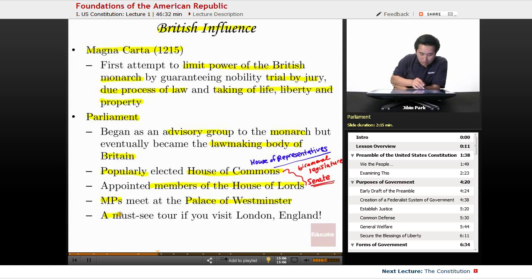And again, to me, it's a must-see tour if you visit London, England. I had the opportunity to recently visit London, England, and they give you a really extensive tour. If you want a deeper understanding of American government, it's very helpful to go to where democracy happens in the UK, and you can kind of see where a lot of the policies and procedures were adopted by the American way of doing government.